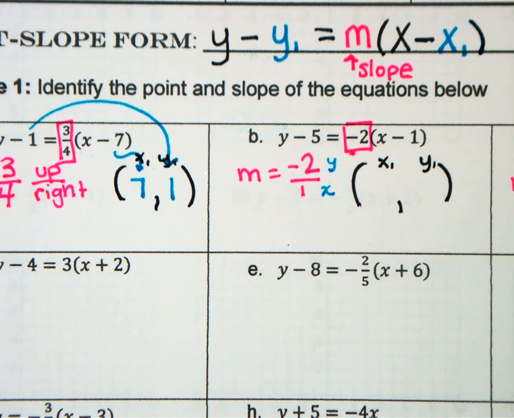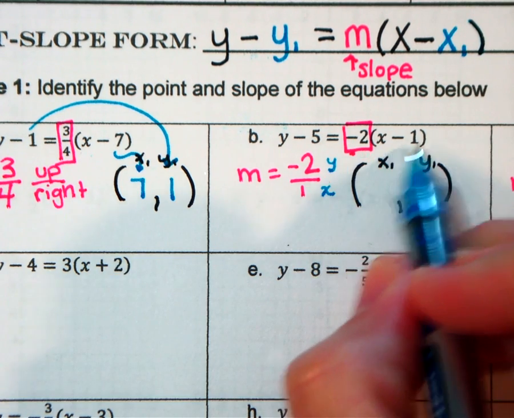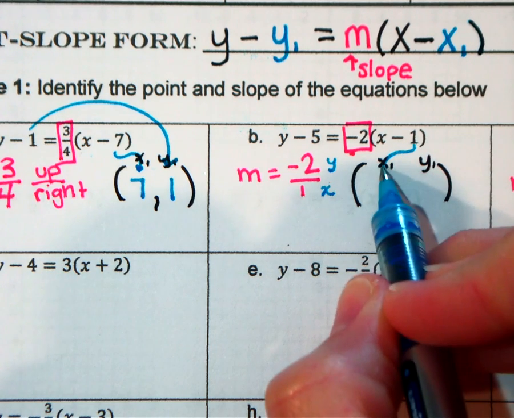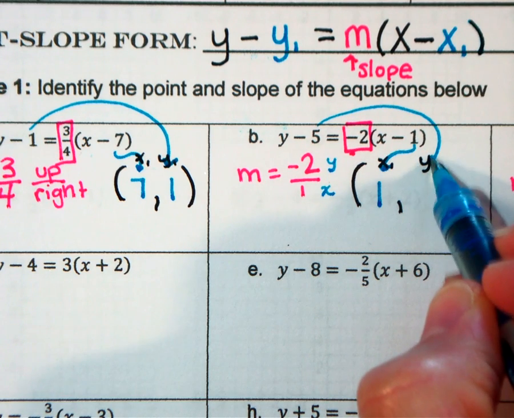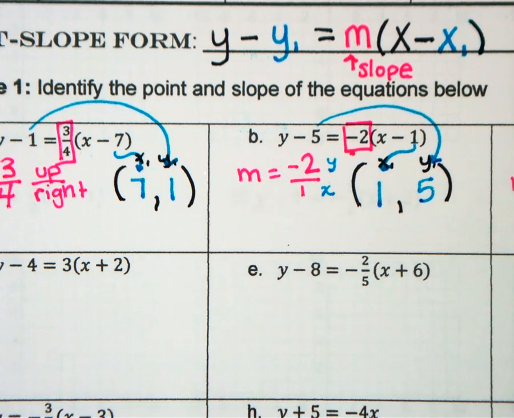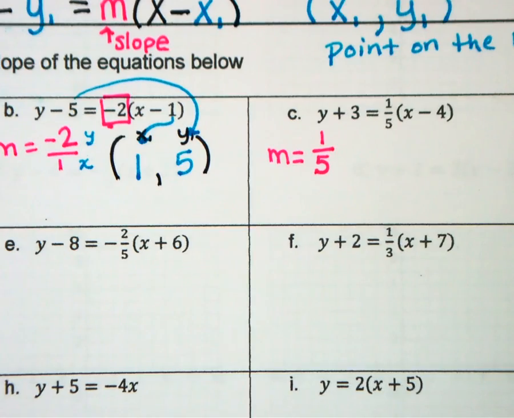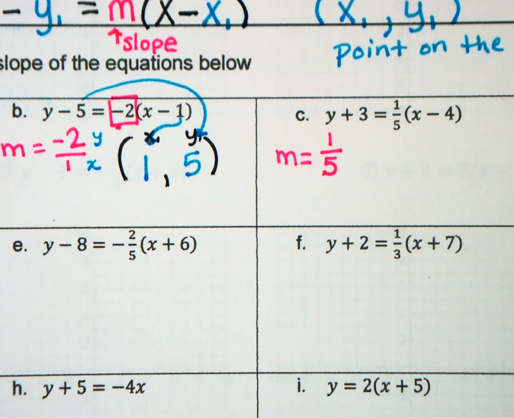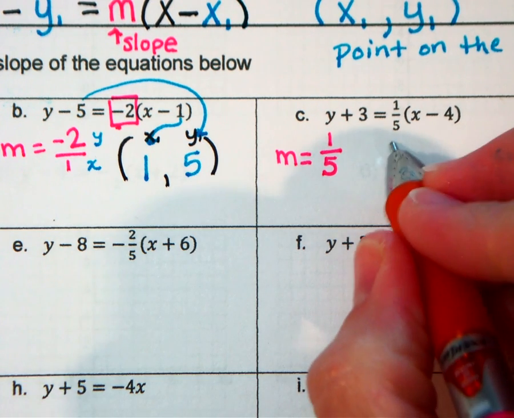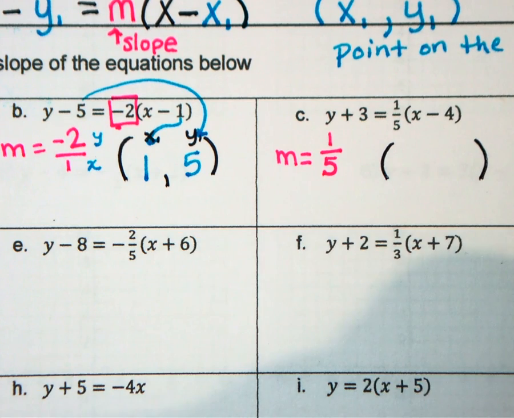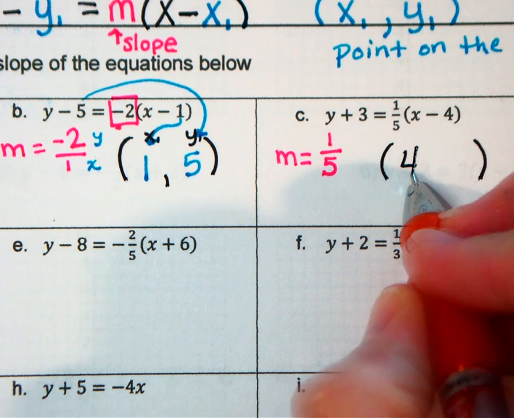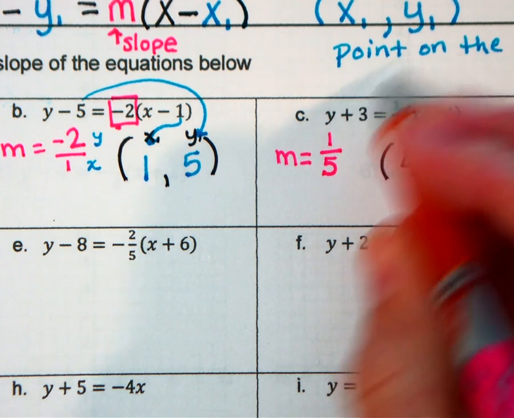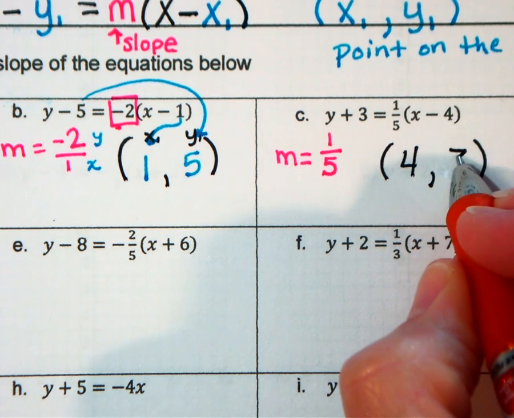Your brain is going to have to really pay attention to what's going on here. So this 1 is going to go in for the x and the 5 is going to go in for the y. Okay. All right, next one. So the number next to the x gets to go into the x slot. The number next to the y gets to go in the y slot.